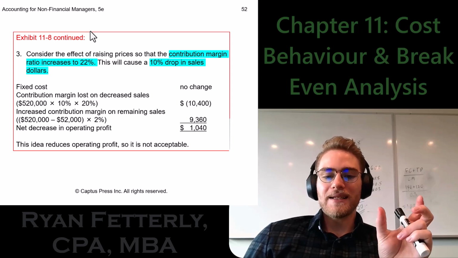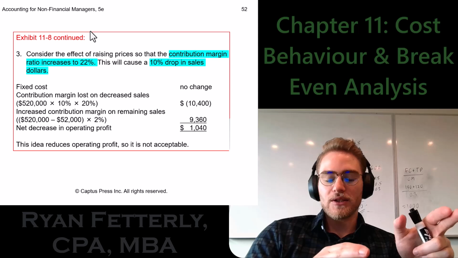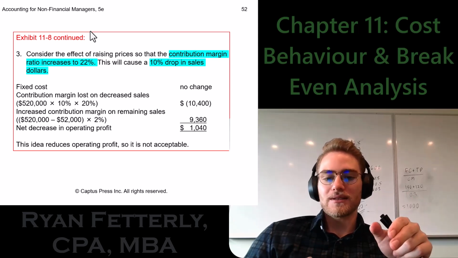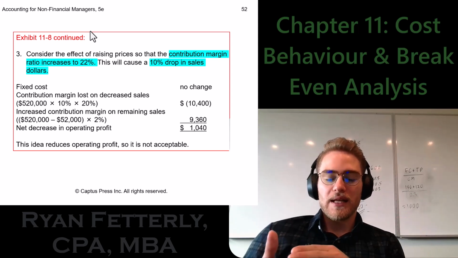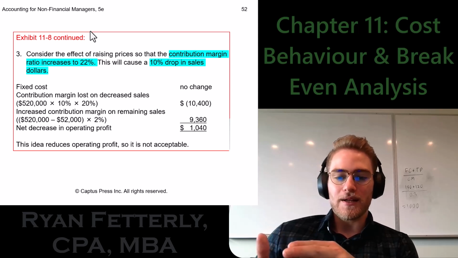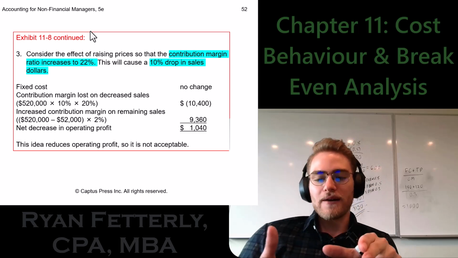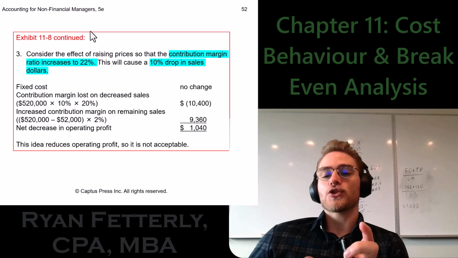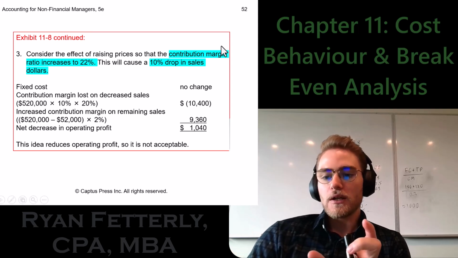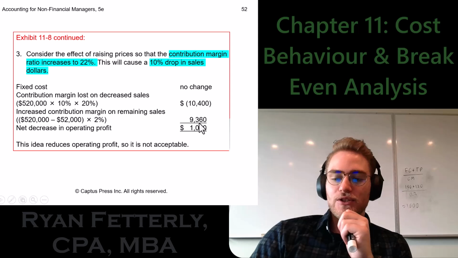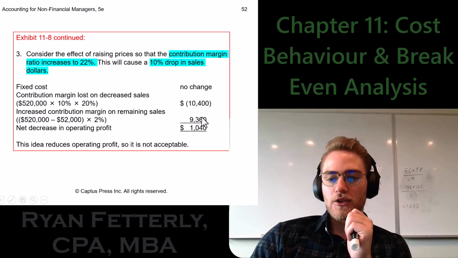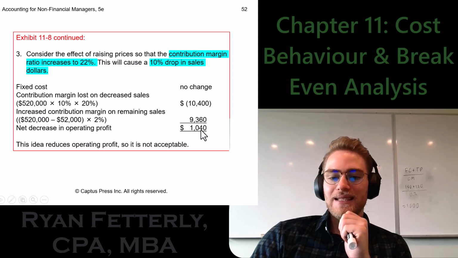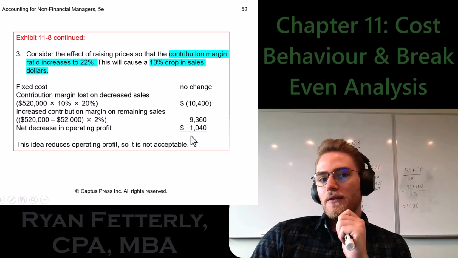But on the remaining sales, the $520,000 less the $52,000 in sales, that leaves us with, I hate doing mental math, but I believe $468,000. That's what we have left over. On that leftover $468,000, we're going to make an additional 2% contribution margin. So that equates to an additional $9,360 in contribution margin. So we're losing 10,400 and gaining 9,360. That's a net decrease in operating profit of 1,040.